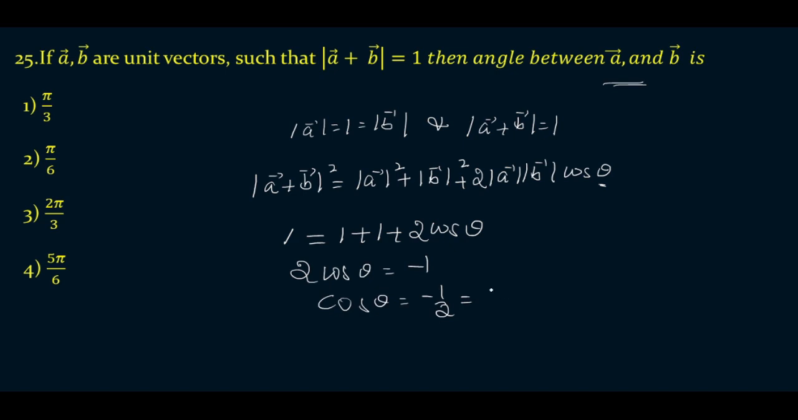For which angle does this happen? Cos of 2 pi by 3 gives minus 1 by 2. Therefore the angle between these two vectors is 2 pi by 3. Where is this? It is in the third option. Therefore the third option is the right option.